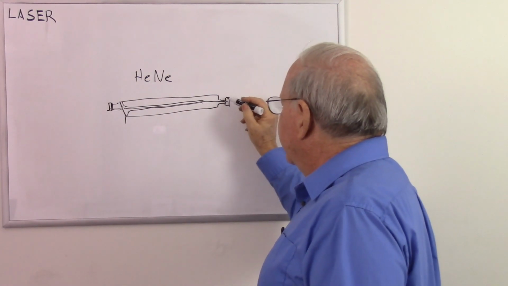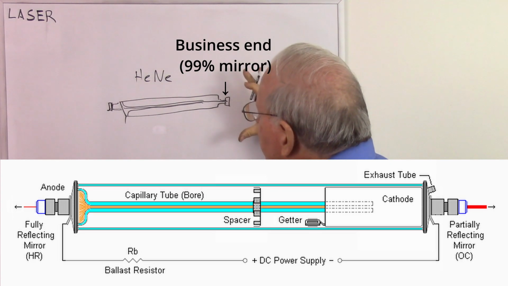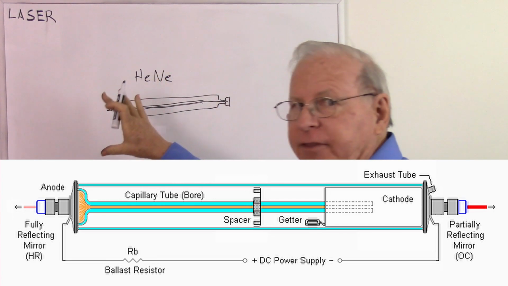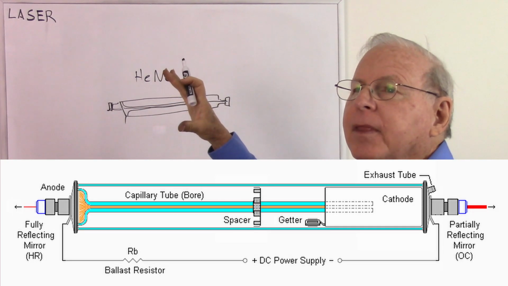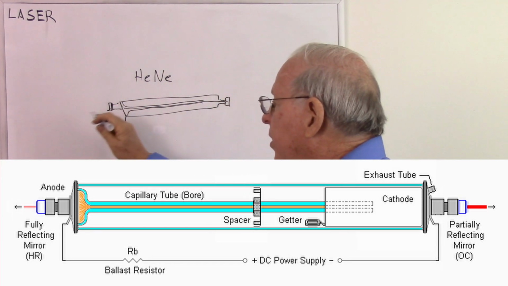We have the mirrors at the end. And these mirrors are designed to emphasize a particular wavelength of this neon, the one that has the most energy, and to block the other wavelengths, so we only get one wavelength of light out.